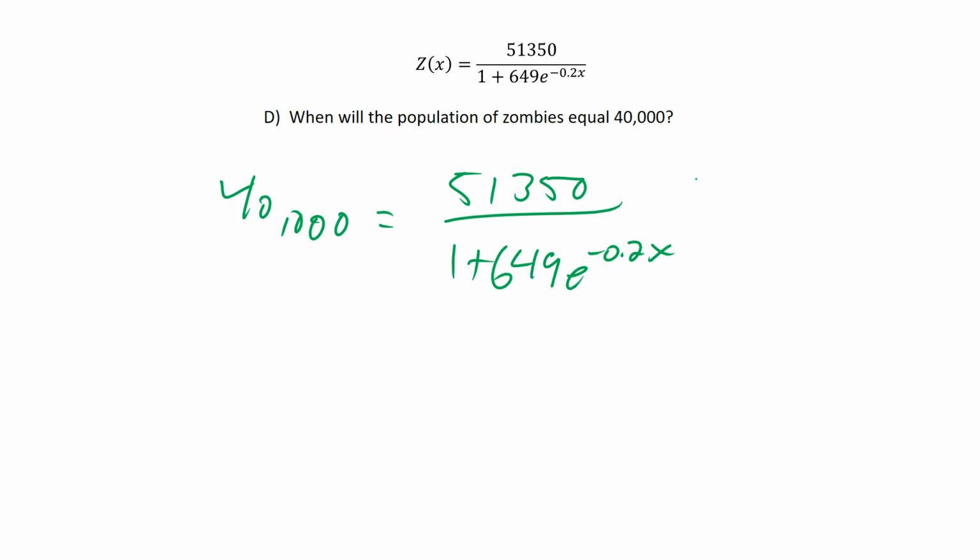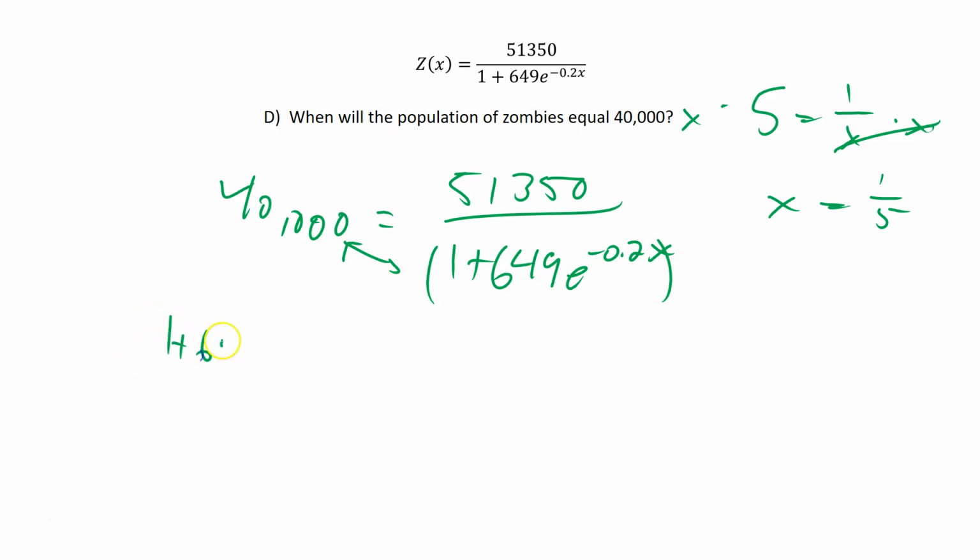Now, at this point, I'm going to use what I call the swap property. If you ever have like 5 equals 1 over x, the way I would solve this is multiply both sides by x. These cancel, and then divide by 5. So x equals 1 over 5. But what happened? They just switched places. You do the same thing here. You could multiply by this whole mess on both sides, and then divide by 40,000. I'm just going to do what I call the swap property. It just saves a lot of headaches and easy algebra mistakes. So I'm going to do 1 plus 649 e to the negative 0.2x equal to 51350 over 40,000.